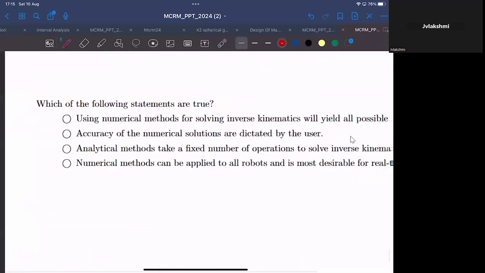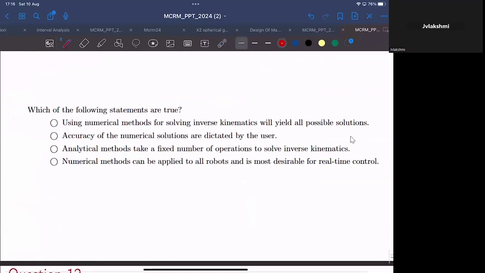Okay, moving on to the final question. Which of the statements are true? So, using numerical methods for solving inverse kinematics will yield all possible solutions. Is this true or false regarding numerical methods? So this is not true because numerical methods usually converge to a single solution, depending on the initial guess that you give to the solver, right? Unlike analytical methods where you can solve for multiple solutions, numerical methods will only converge to a single solution that also depends on your initial condition.